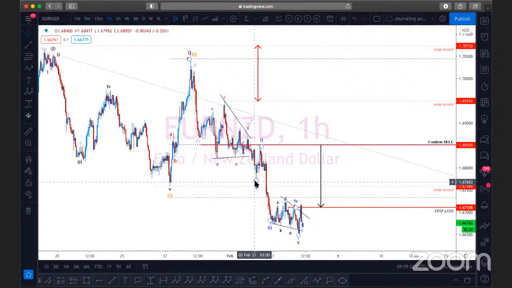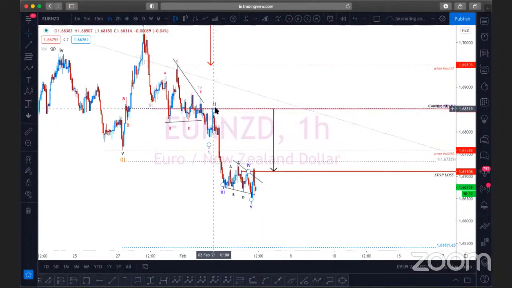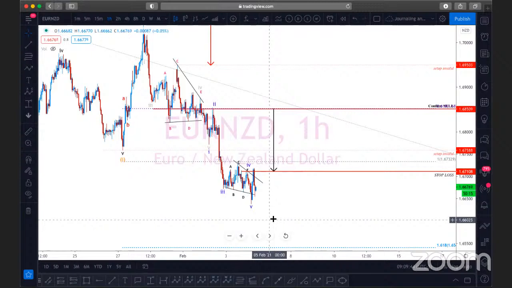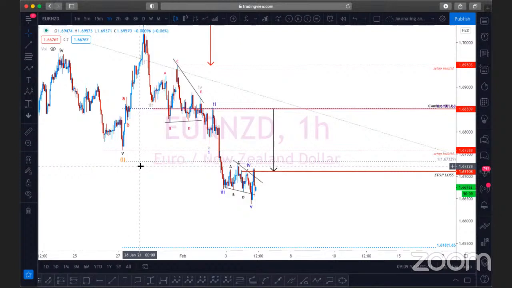Right, and that became 1 of 3. Then we have a correctional move in here to give you wave 2, and we have an impulsive move down, a triangular wave in here to give you wave 4, and we had wave 5. Now, like I said, this could very well be wave 3 or wave 1 of 3. What we want to see is how this market is going to react.